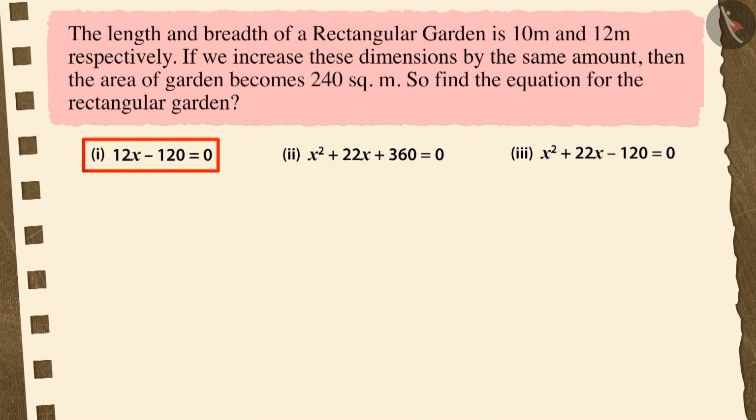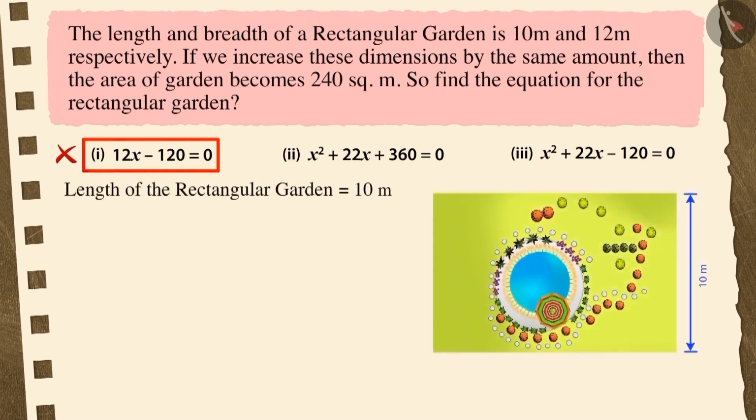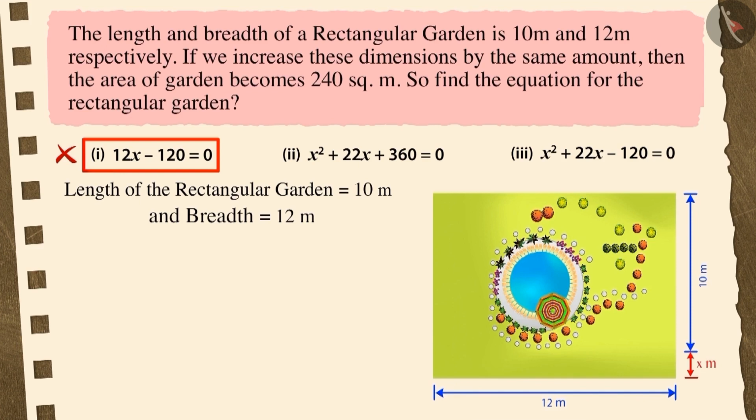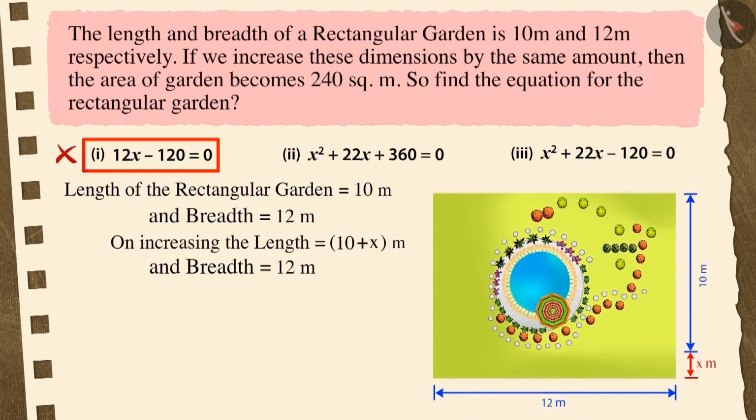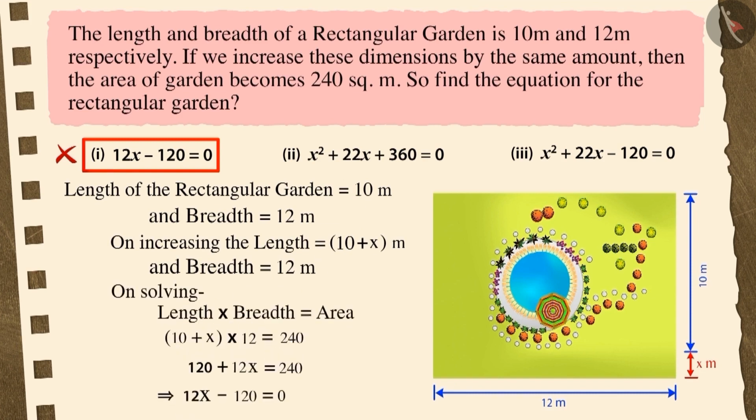If you have selected option 1, then it is a nice try. But this is an incorrect answer, because we had to make changes in both the length and breadth of the garden, whereas you only made a change in its length. And on its basis, you solved the question further, because of which your answer is wrong.